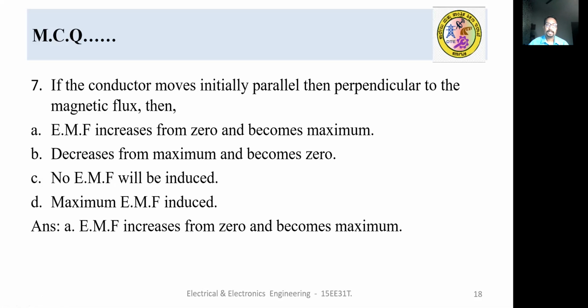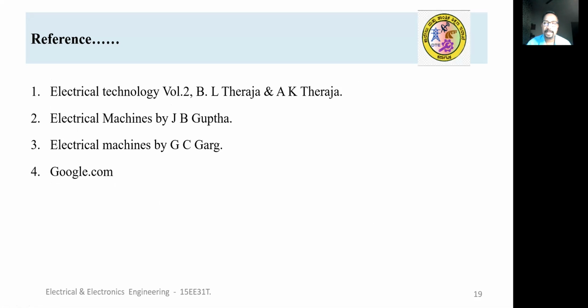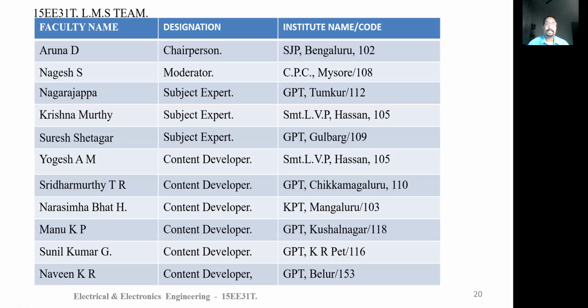So that's all. These are the most likely questions in this session. Once again, I am recalling what we have discussed in this session. We have learned the definition of alternator, and the basic principle of working of alternator, and we have seen some likely multiple choice questions based on this session. So these are the reference books once again, and this is the LMS state team of this subject 15EE31T, that is DC Machines and Alternators.